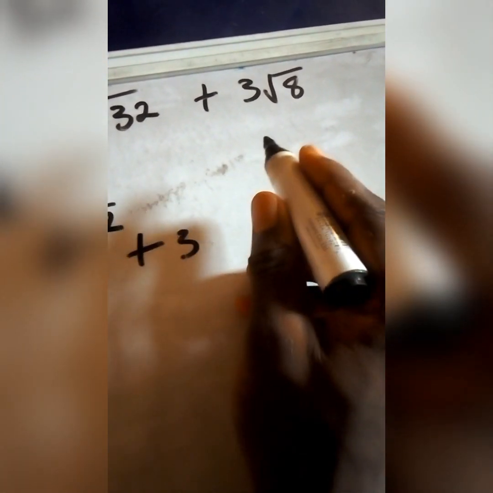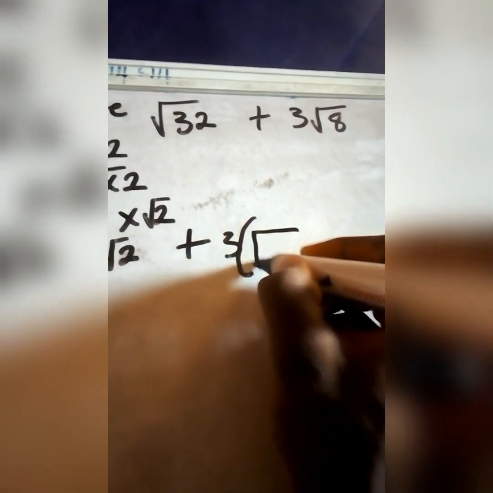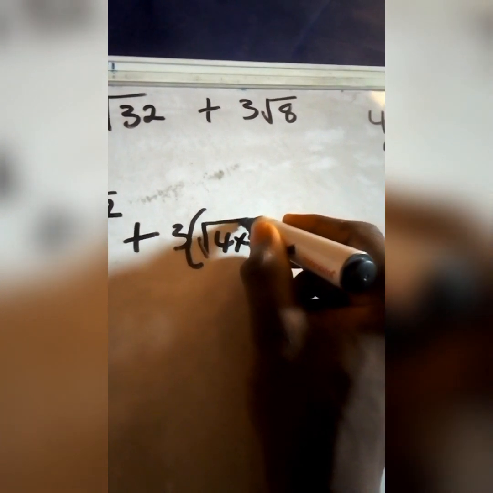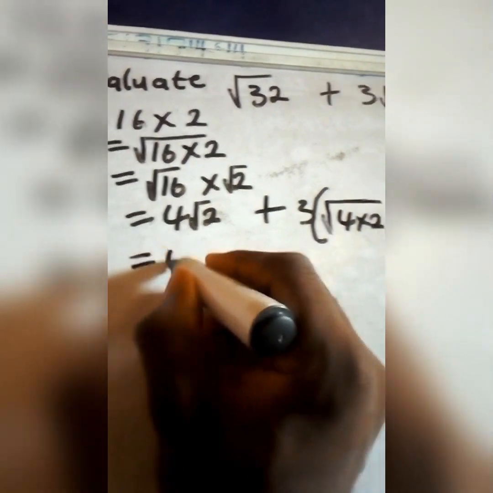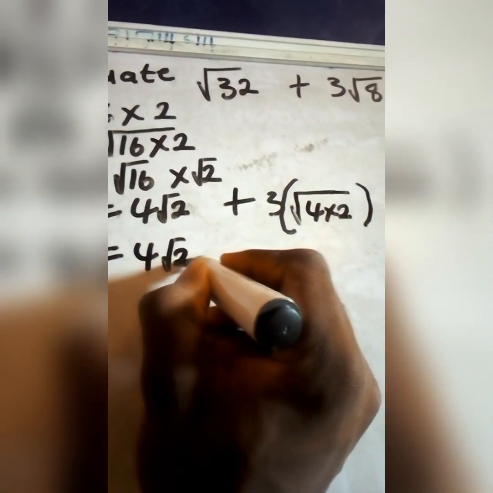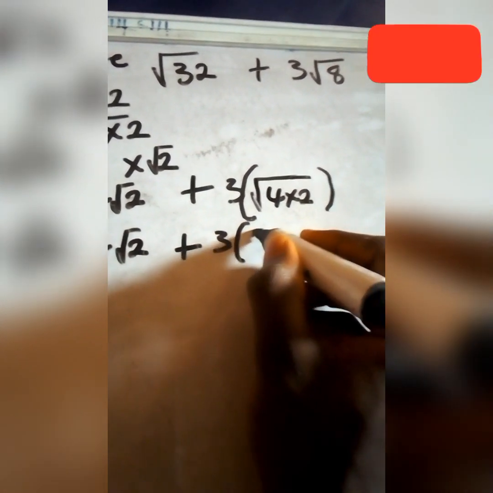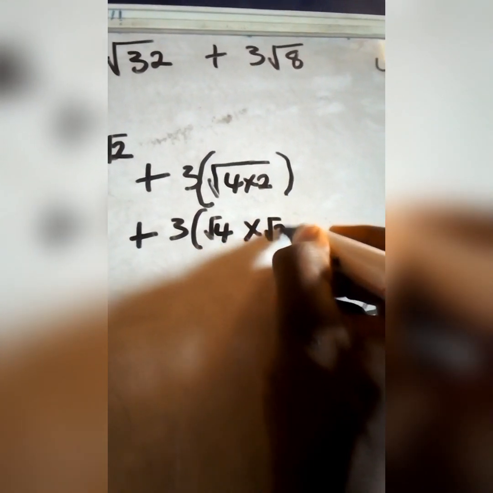3 root 8. Now that root 8, let us put it in bracket. Let us check now. 4. 8 divided by 4 is what? 2. So we have it that it is the square root of, instead of 8 now, write 4 times 2. Are you getting the point now? It's 4 times 2. We'll close that bracket.